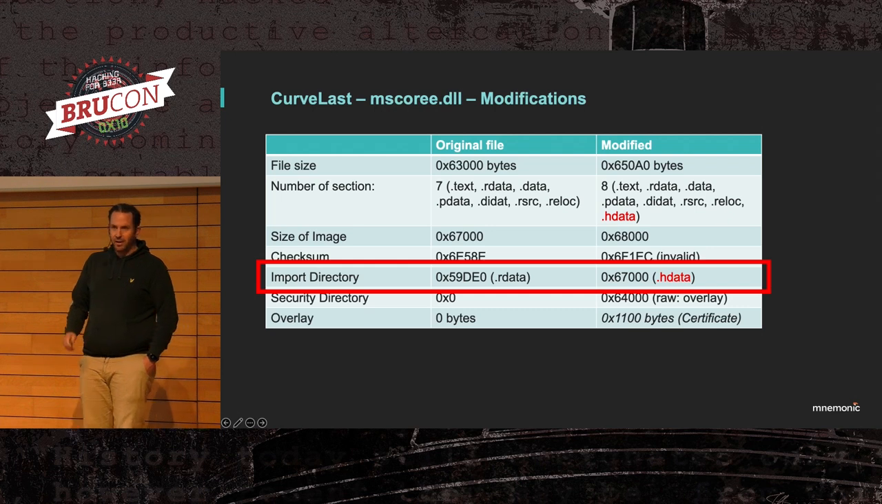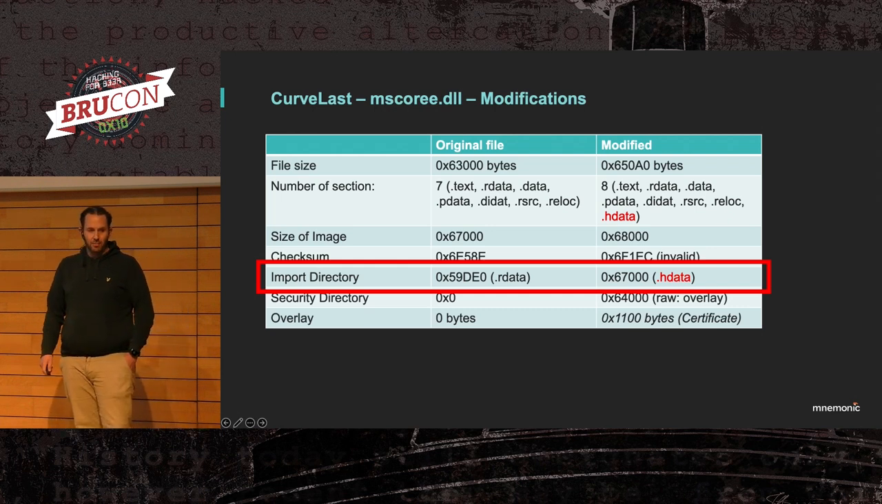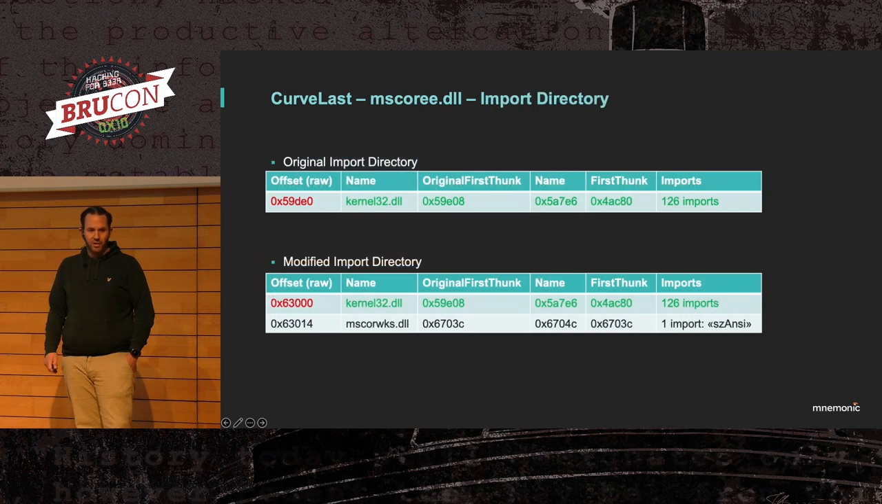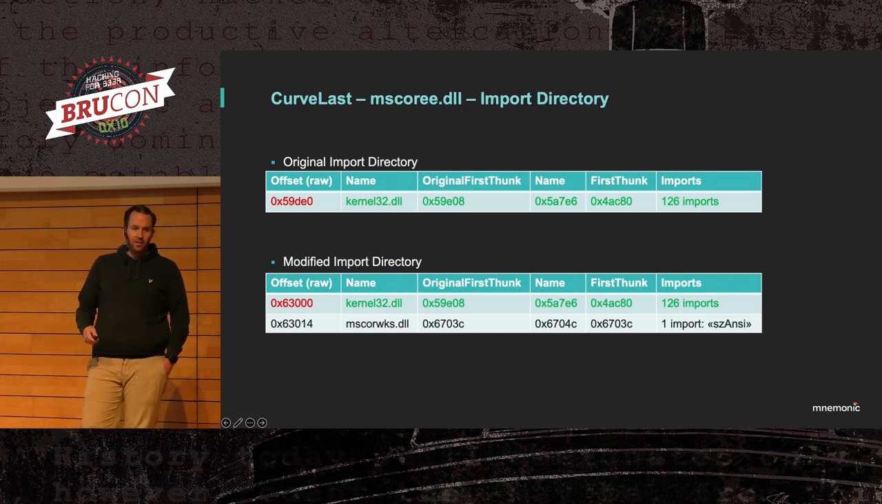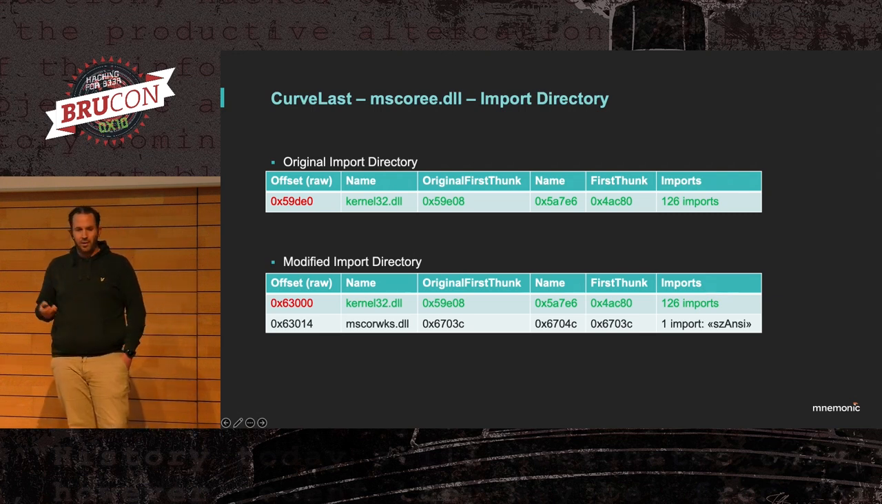And if you take a deeper dig in the import directory, we see that the original file contains 126 imports from kernel32. But the newly added section import directory points to the same import table, but also adds the import for mscoreweks.dll, which means that this file is loaded and executed when someone executes a .NET application.